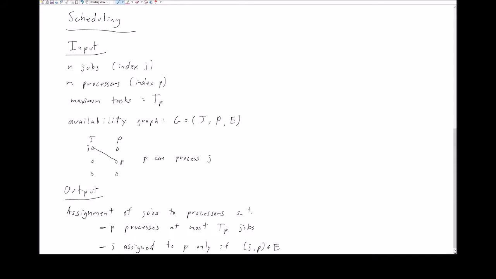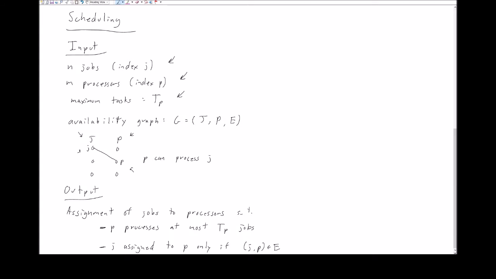In the scheduling problem, we're given n jobs, indexed by j, and m processors, indexed by p. Each processor has a maximum number of jobs it can execute. We're going to denote this by capital T of P. We're also going to have an availability graph. The availability graph tells us which jobs can be processed on which processors. Specifically, we have our node set J and our node set P, and an arc is between little j and little p when p can process j. If the arc doesn't exist, then p can't process j.